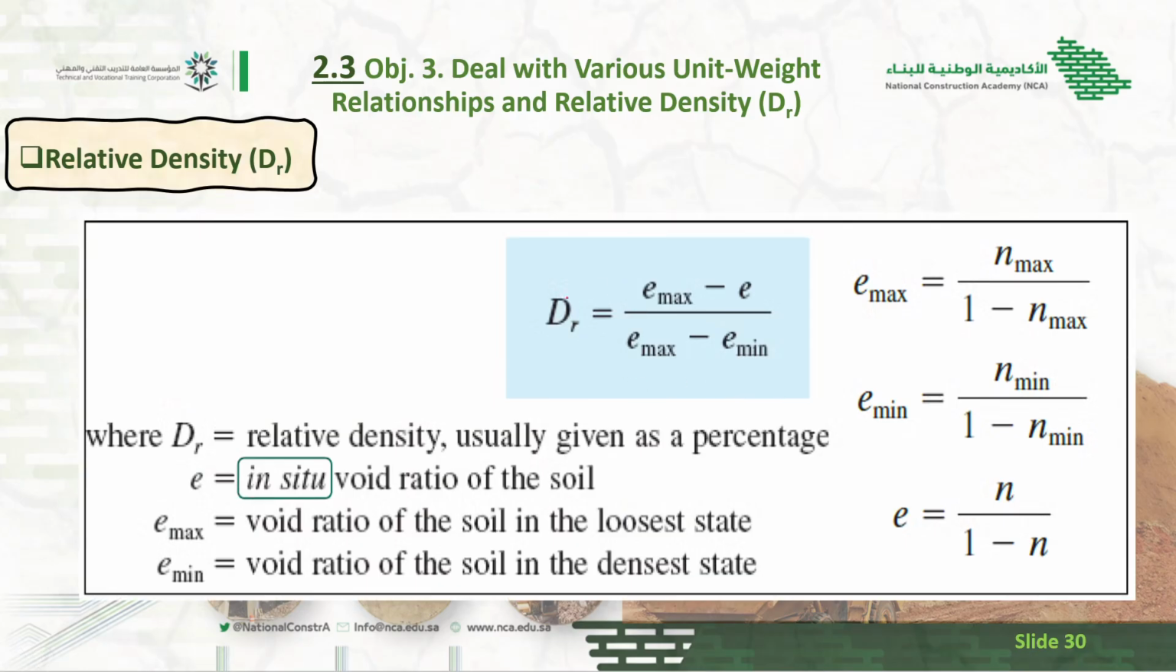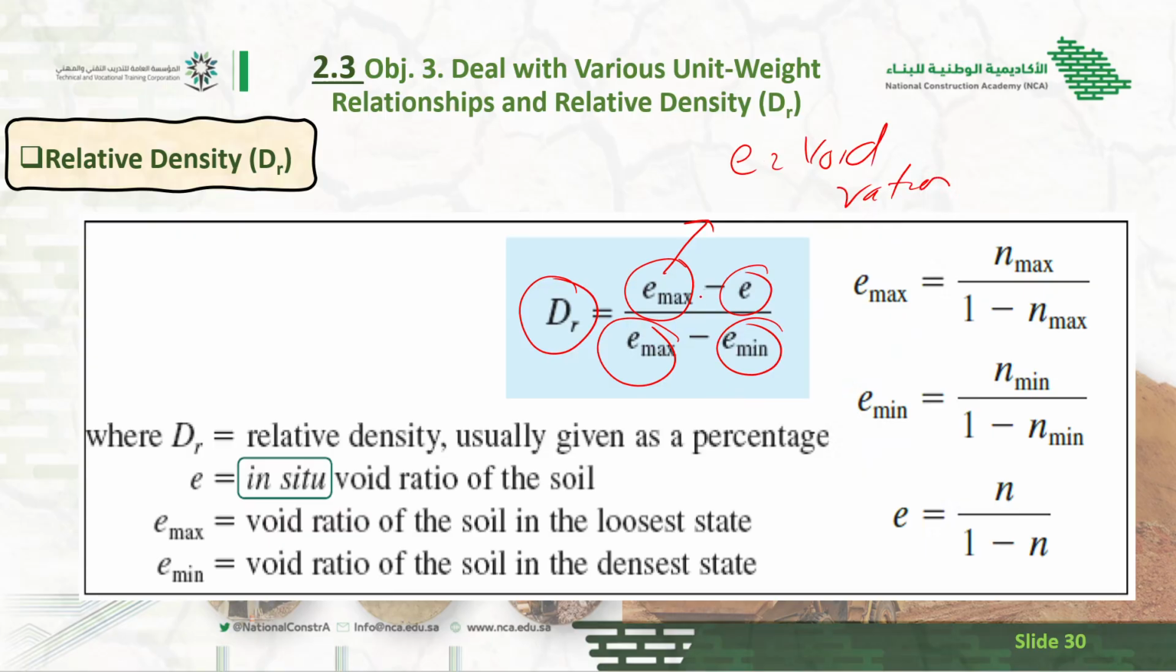So there is a formula. How can we calculate the relative density? Dr is equal to e maximum minus e, divided by e maximum minus e minimum. What is e? As we discussed in the previous video, e is the void ratio. So void ratio maximum minus void ratio, divided by void ratio maximum minus void ratio minimum. How will we calculate e maximum? It is porosity maximum divided by 1 minus porosity maximum. And e minimum is n minimum divided by 1 minus n minimum.